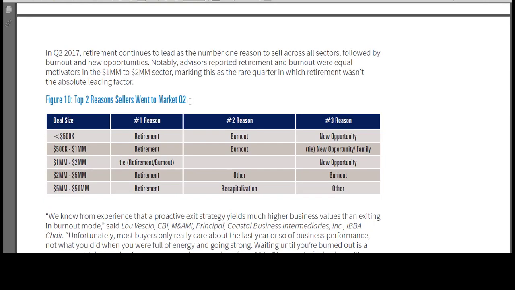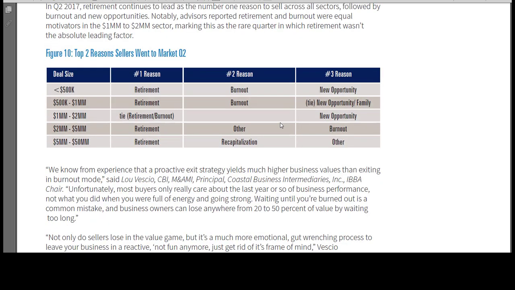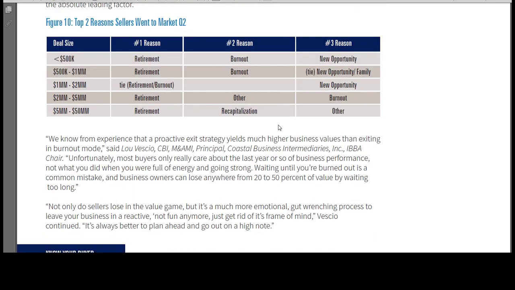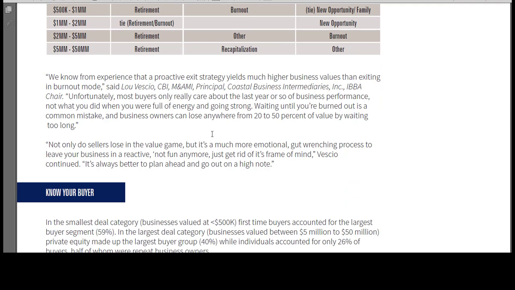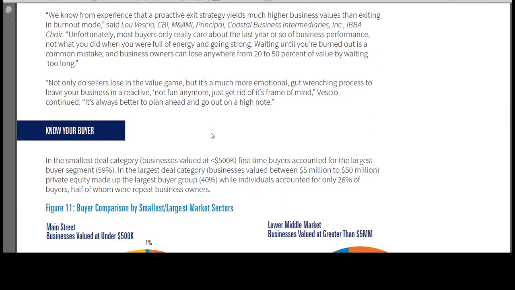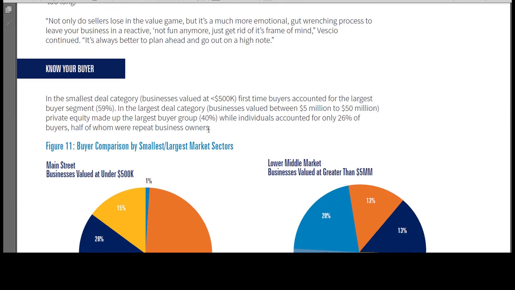Top reasons that the sellers went to market. Again, not really any surprises here. Retirement, burnout, new opportunity, and so on. But the people who are reporting this, the business brokers, are going to understand a little bit more about the sellers than the buyers. So at least we know that we can have a little bit more faith in that qualitative data than qualitative data about the buyers.